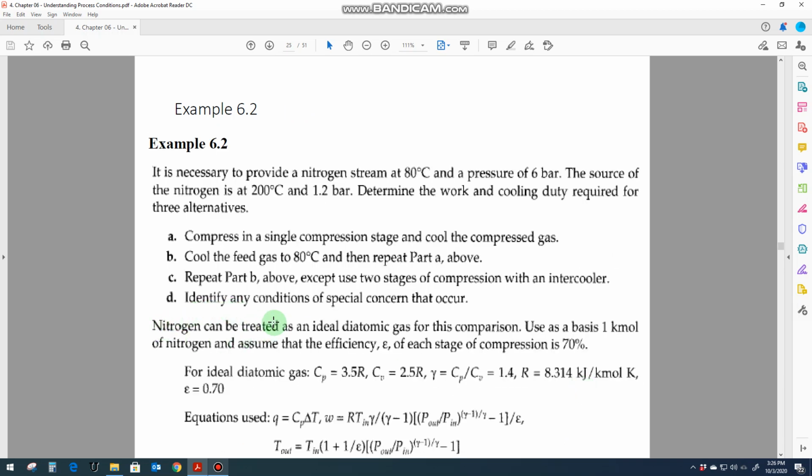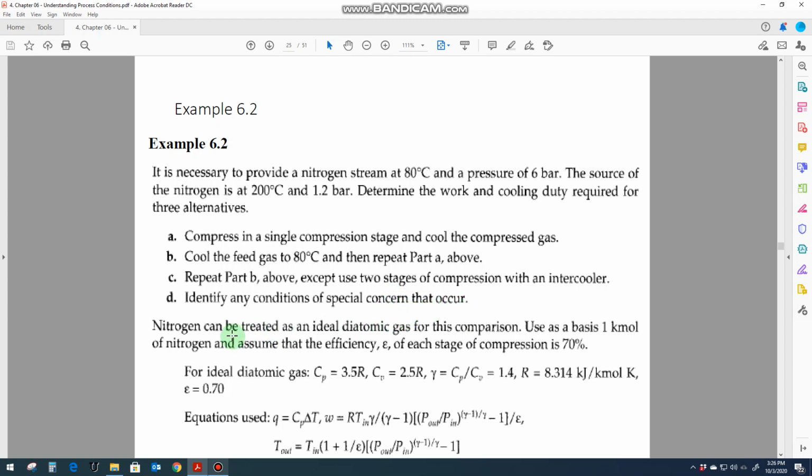Now identify any conditions of special concern that occur. So in the development of these three cases, you have to see if there is any condition of special concern, if you are going beyond the temperature range of 40 to 260, or beyond the pressure of 1 to 10 bar, then you have to look at those conditions.